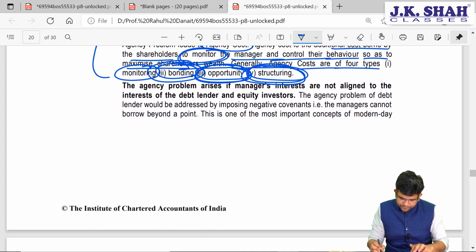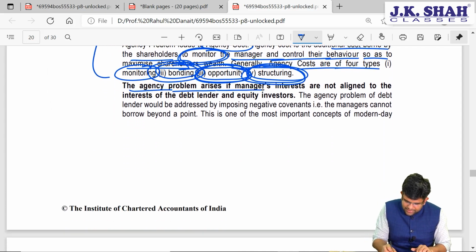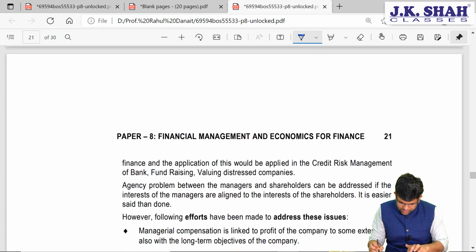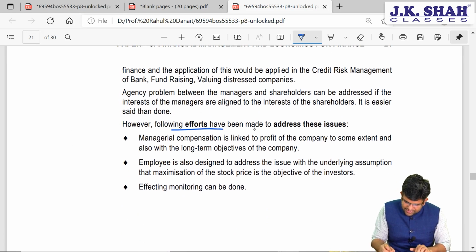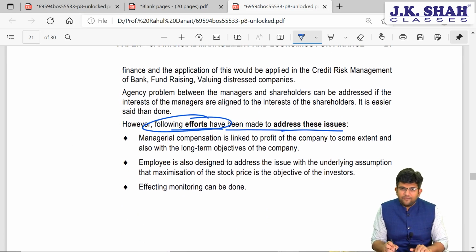Then, children, they are asking how it arises and how it can be addressed. Now children, the agency problem arises if managers' interests are not aligned to the interests of the investors. I told you everything about it just now. And to address it, they are saying the following efforts have to be taken.